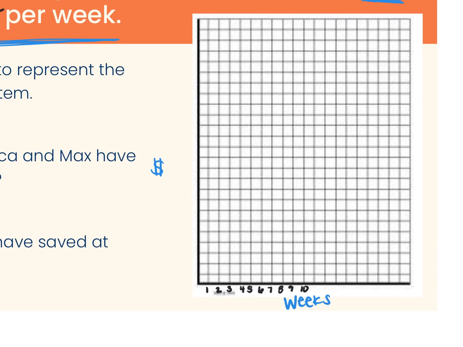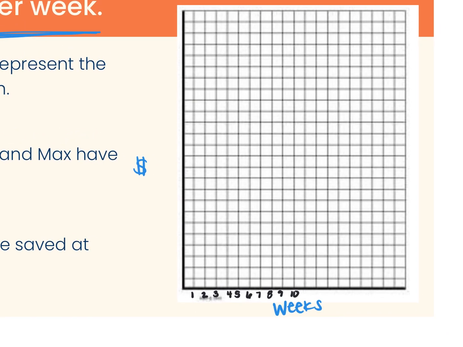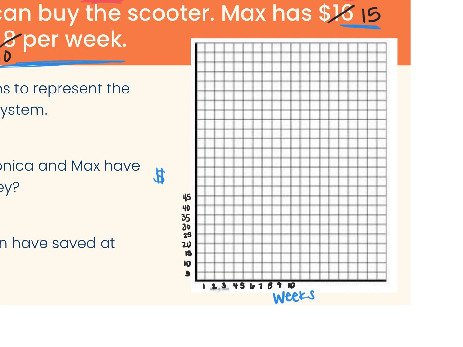Well, when I look at this, we don't really have that many going up and down, so if we had to go up too much past 25, we're going to run out of graph. So I'm going to change these, and instead of going up by ones on the left-hand side where it's money, I'm going to go up by fives. So I'm going to say 5, 10, 15, 20, 25, 30, 35, 40, 45. And that should be good for right now.